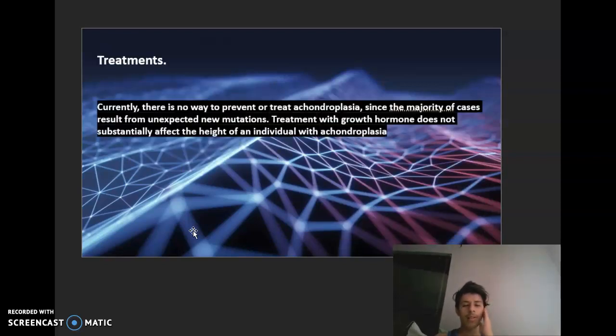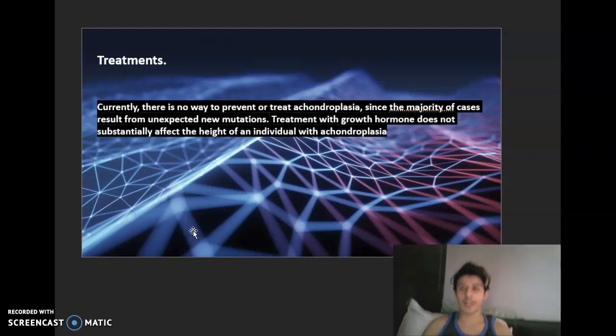Treatments. As of right now, there is no real current treatment for achondroplasia, since the majority of cases result from unexpected mutations. Treatments and growth hormones do not substantially affect the height of an individual with achondroplasia, but this condition can lead to other health issues. There are many specialists, such as endocrinologists, ENT specialists, orthopedists, medical geneticists, and cardiologists, that help treat any conditions that may occur from this disorder.